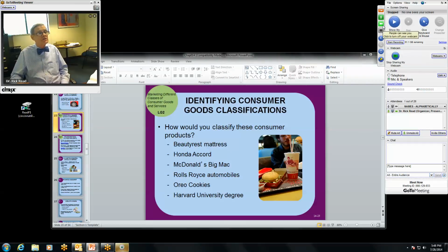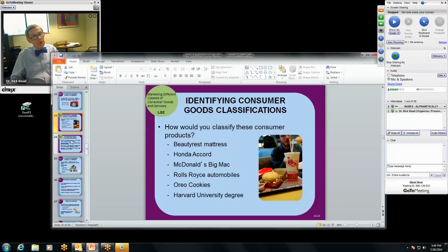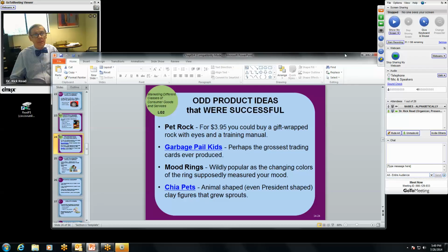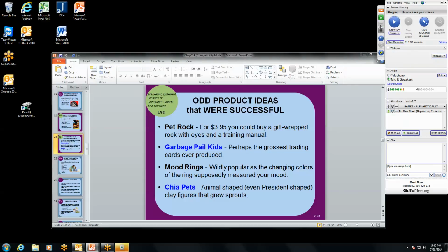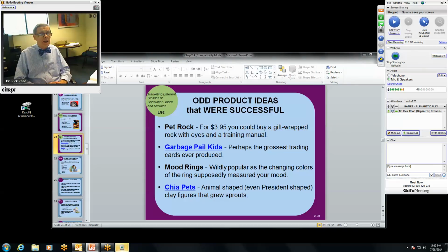Now this just asks how you would classify how these categories would fall into the four that we just mentioned: Beautyrest mattress, Honda Accord, the Big Mac, Rolls-Royce, Oreo cookies, or Harvard University. Now it says Harvard University degree. Yeah, I guess that's a product in a way. And then these are some odd product ideas that were successful: Pet Rocks, Garbage Pail Kids, Mood Rings, Chia Pets, etc.